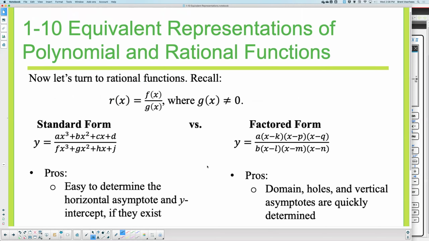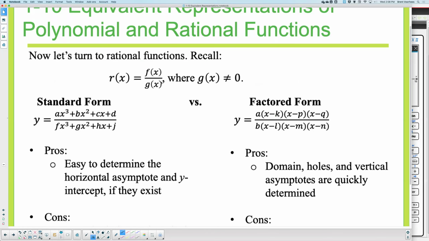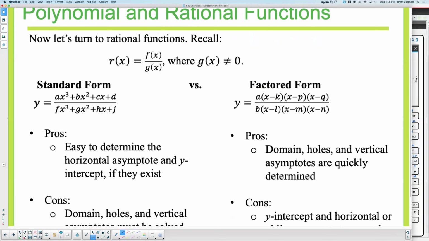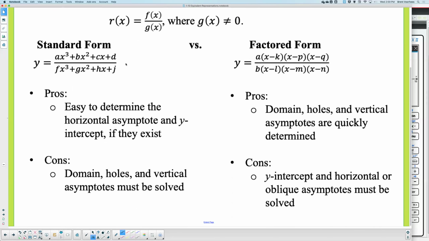Looking at rationals. So here's what I want you to recall with rationals. A rational, all it is, it's a polynomial divided by another polynomial. So today I slowed everything down and I looked at polynomials. What we're going to do with rationals, it's the exact same math. It's just you do the polynomial in the numerator and then you do the polynomial in the denominator. So once again, these two equations are equal to one another. Each, the standard form and the factored form, have their own pros and cons.